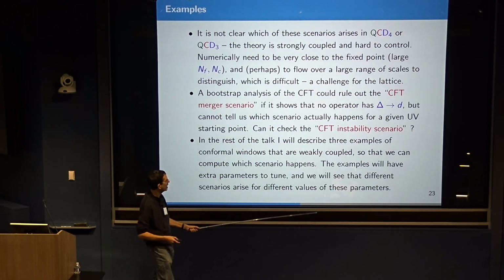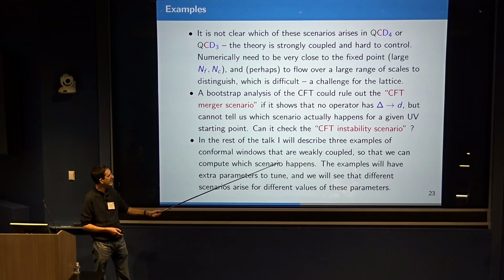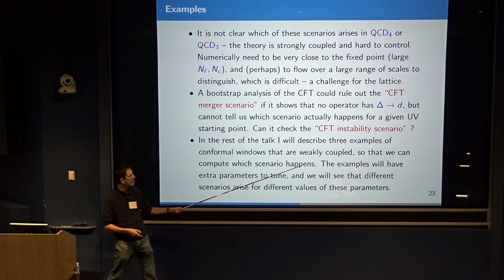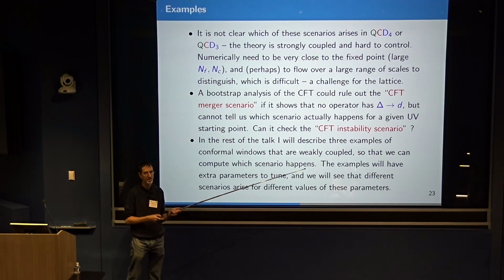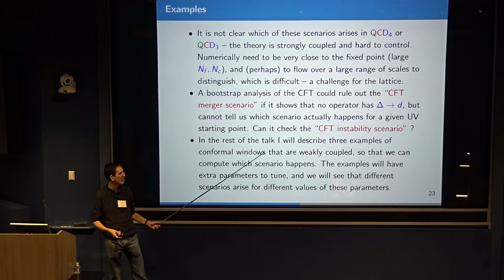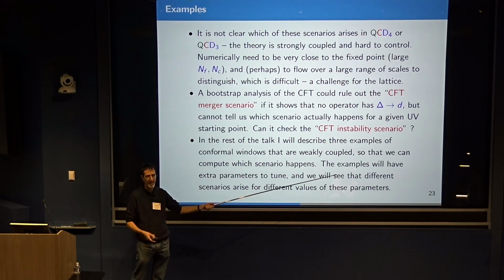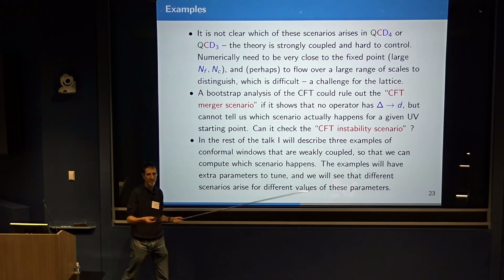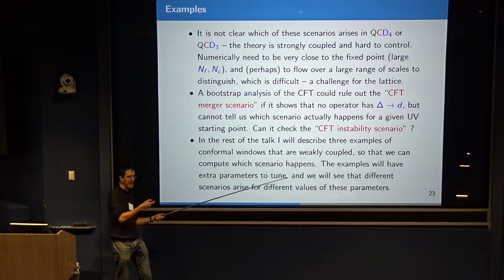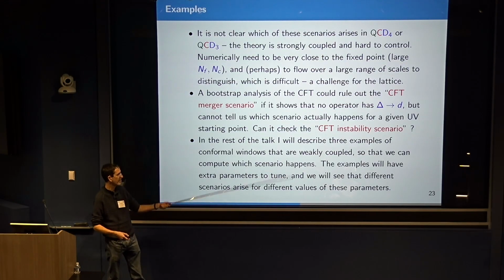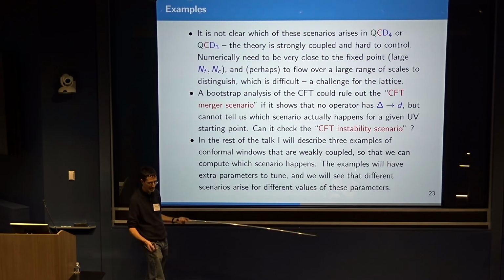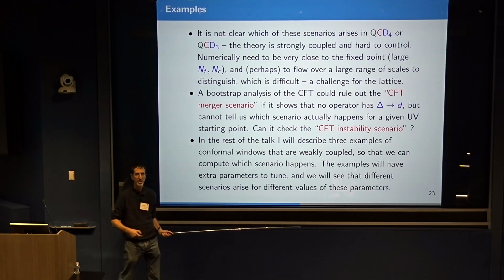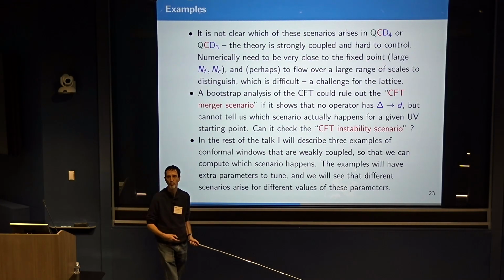So in the rest of this talk, instead of discussing QCD, I'll describe 3 other examples of conformal windows, where the conformal window will be weakly coupled so that we can actually compute everything that I described and see which of these scenarios actually happened. And in some of these examples, we'll also have extra parameters to tune, and then we'll see that for some values of these other parameters, we have one scenario, and for other values, we have another scenario, illustrating that all of these scenarios are generic. So are there any questions before I move on to specific examples?